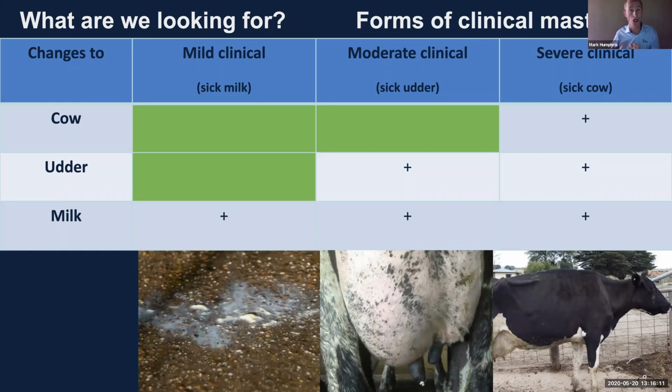And moderate, not only is there milk changes, as I've just described, but there's other changes, be it swollen, be it red, be it very painful, and maybe that cow's kicking a bit or acting up a little bit in the shed. And that's moderate clinical mastitis. And then, unfortunately, we've all had to deal with the severe clinical cases where not only is the milk affected and it is abnormal, the udder is abnormal, and the cow is systemically sick and she needs help in other ways.